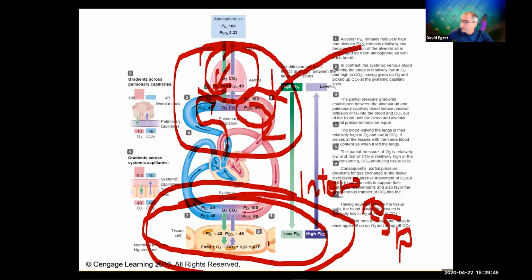Internal respiration is this stuff happening in the tissue. This part up here we called external respiration.